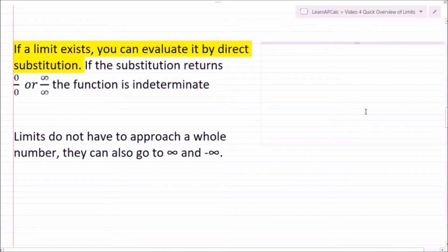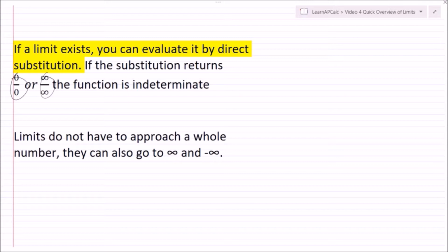Alright, so you might be wondering, well, how do we evaluate a limit? How do I know what a limit is without looking at the graph? Well, if a limit exists, you can evaluate it by direct substitution. Note that if the substitution returns 0 over 0 or infinity over infinity, the function is indeterminate. There's other indeterminate forms like 1 to the infinity, infinity minus infinity, etc. But for right now, you should really just worry about these two. So if you get these two, you have an indeterminate. The limit might exist or it might not.